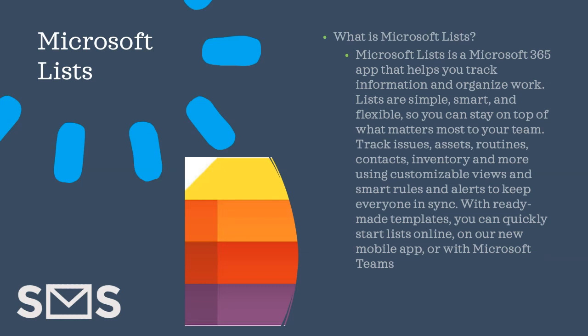The big problem with a list is usually once you send it out, it becomes outdated straight away, and you're forever updating the lists and the other people haven't got the right lists. So you can use lists for various things, really anything that you might use a paper list for. You can track issues, assets, routines, contracts, inventory. And what you can do is create customizable views and smart rules and alerts. Lists come with ready-made templates, so you can start a list online, on your mobile app, or directly from Microsoft Teams.